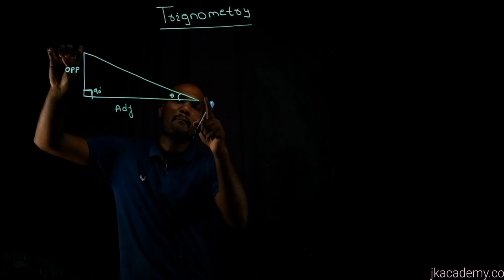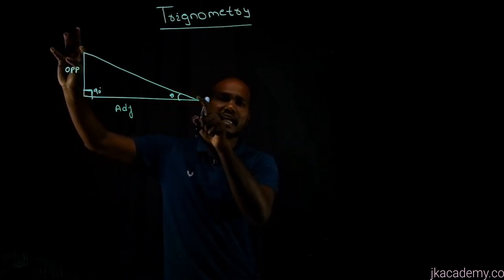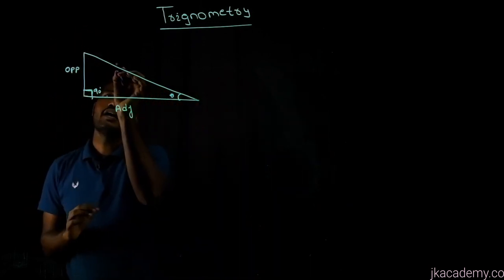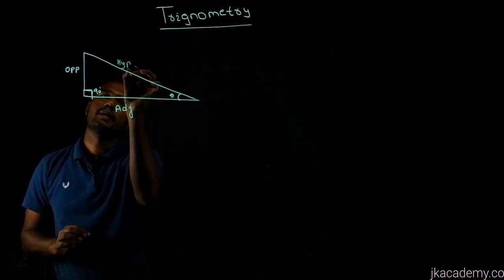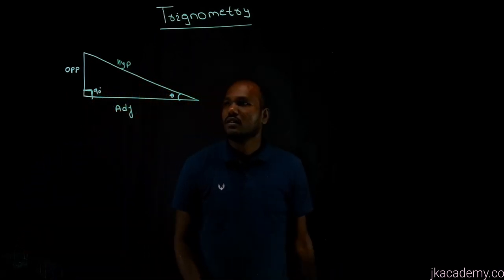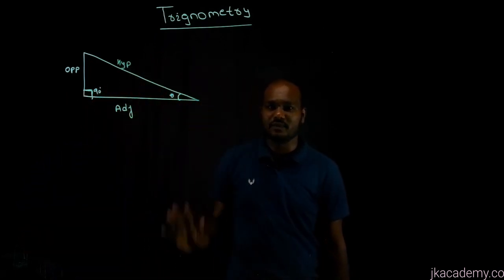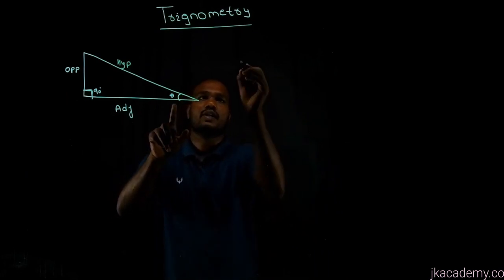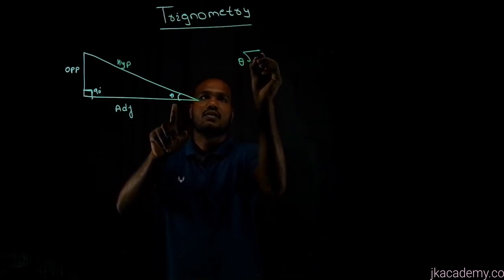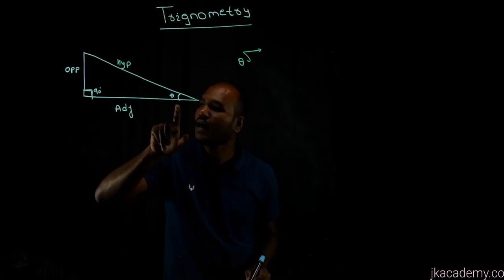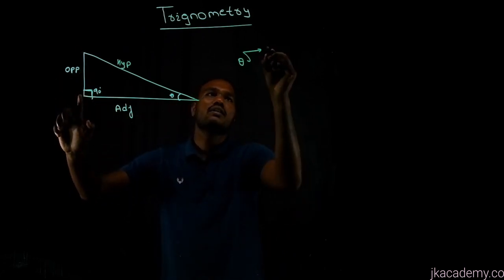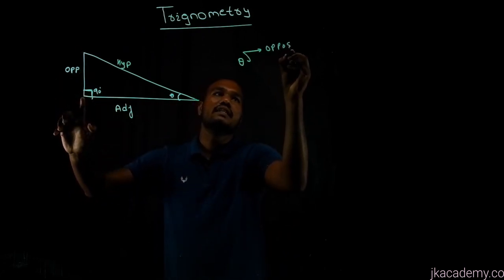See, now the biggest side of a right angle triangle is called the hypotenuse. I'll just write H by P. Listen. First, I took theta. For theta, I called this the opposite side.